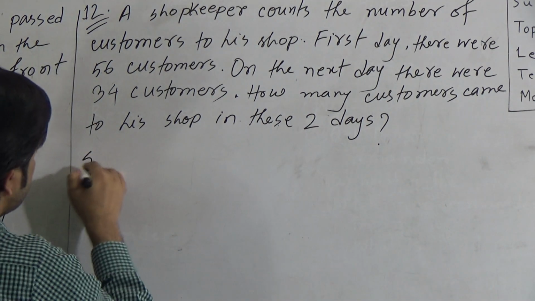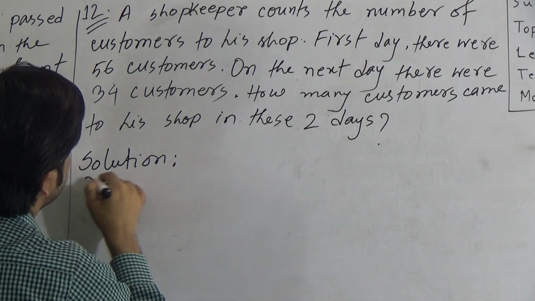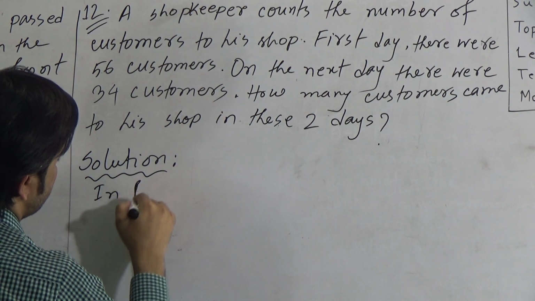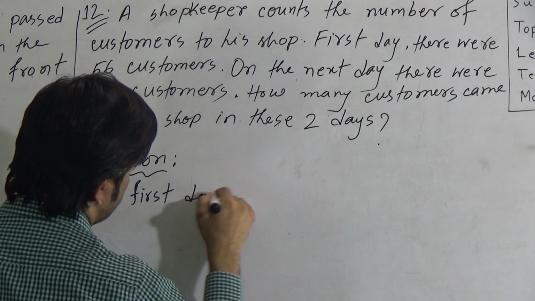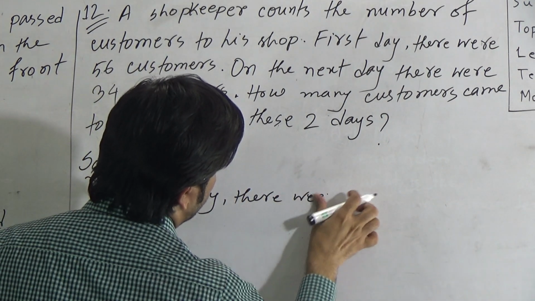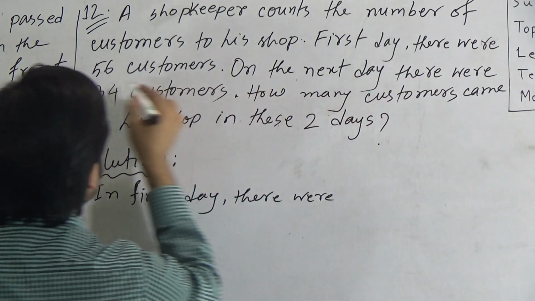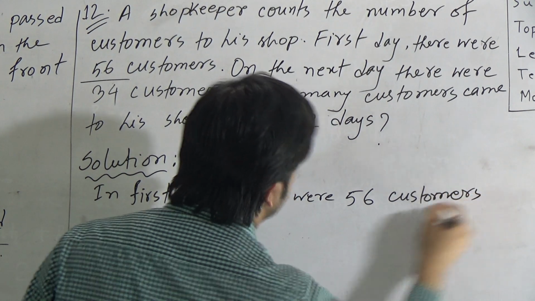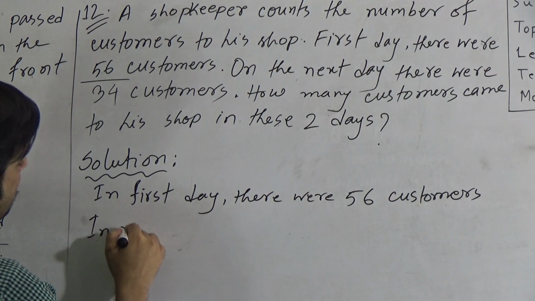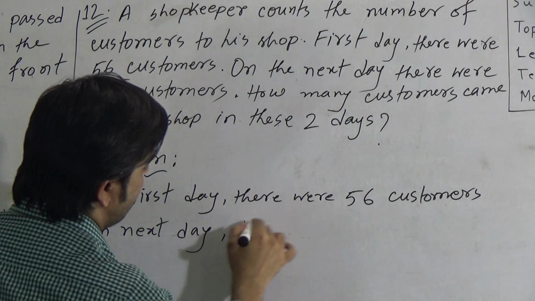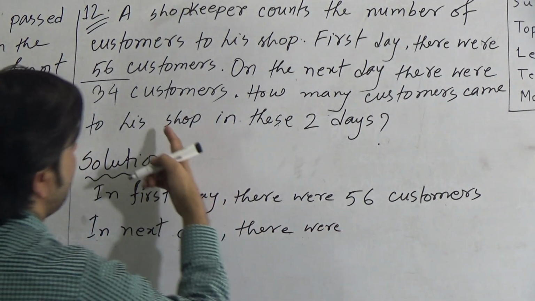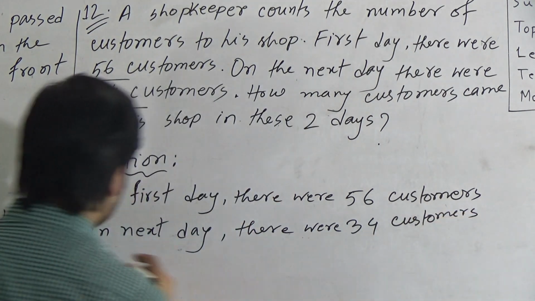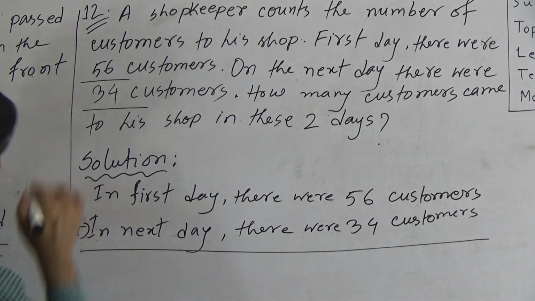So we can write solution. In first day there are 56 customers. And in next day there are, how many customers here? 34 customers. Now, if we add these two, we will get the total number of customers in these 2 days.